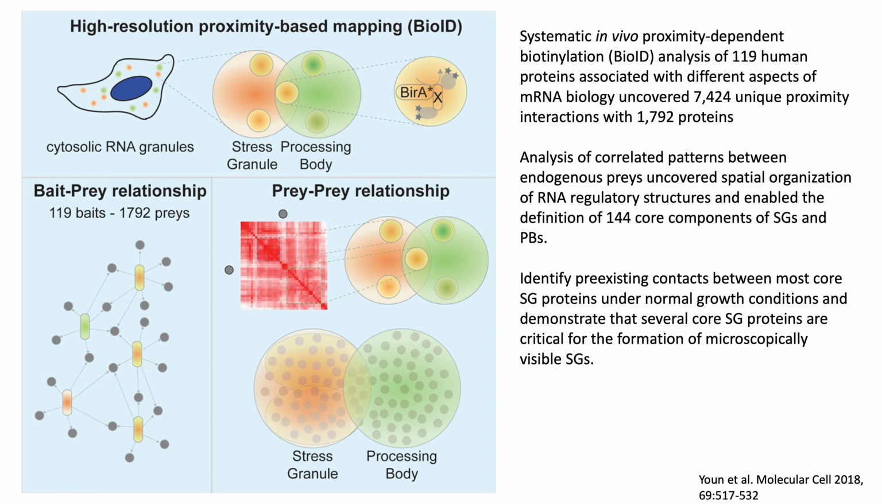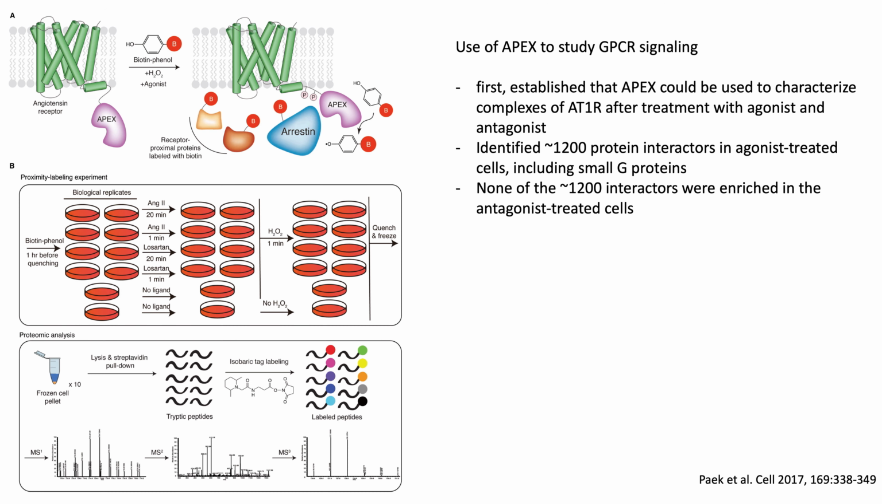So the method here was really applied nicely to these different subcellular localization groups and able to identify what actually constitutes the different bodies. In contrast, this is an example using APEX to study G protein coupled receptor signaling. First, the authors established that the APEX method could be used to characterize complexes of their GPCR after treatment with the agonist and with the antagonist, and identified approximately 1,200 protein interactors in the agonist-treated cells, including small G proteins. None of those interactors were enriched in the antagonist-treated cells.